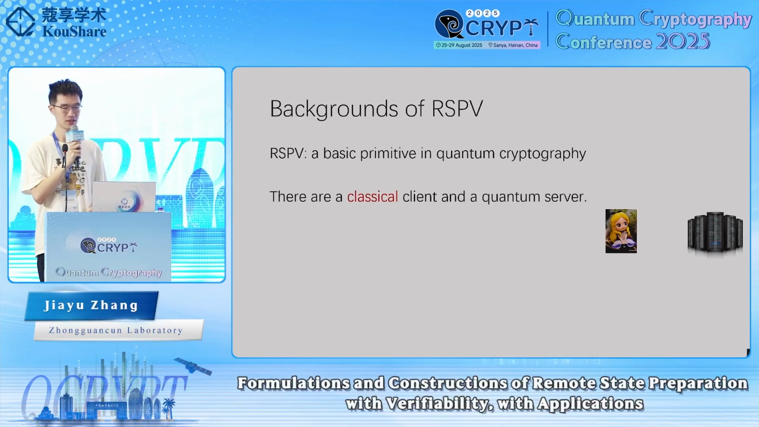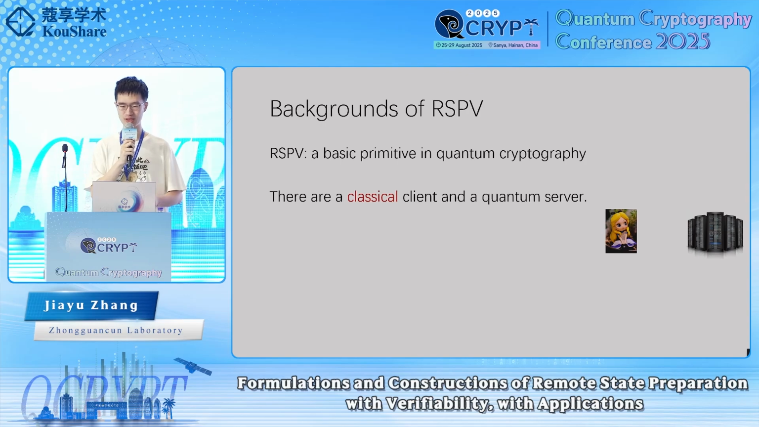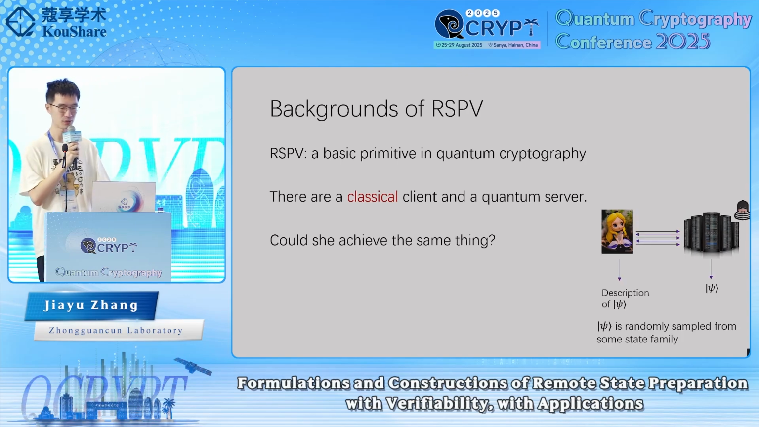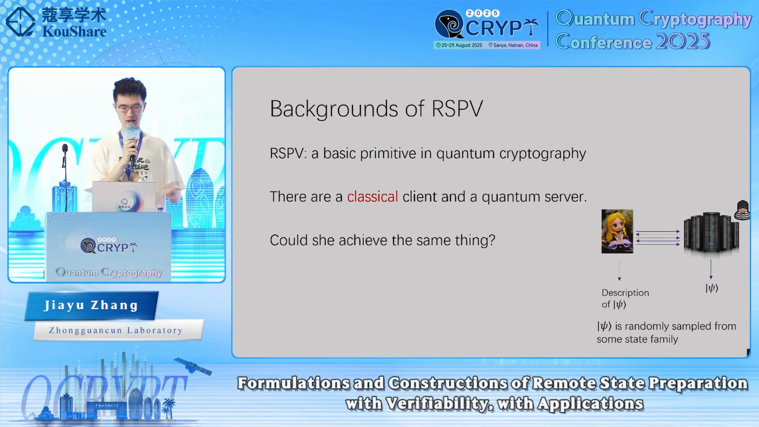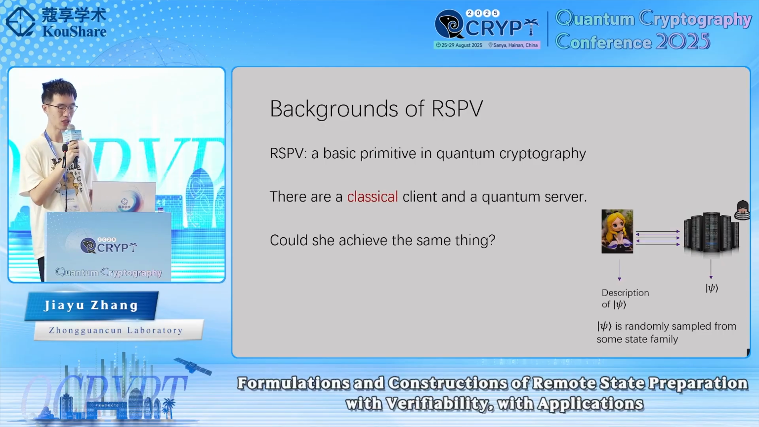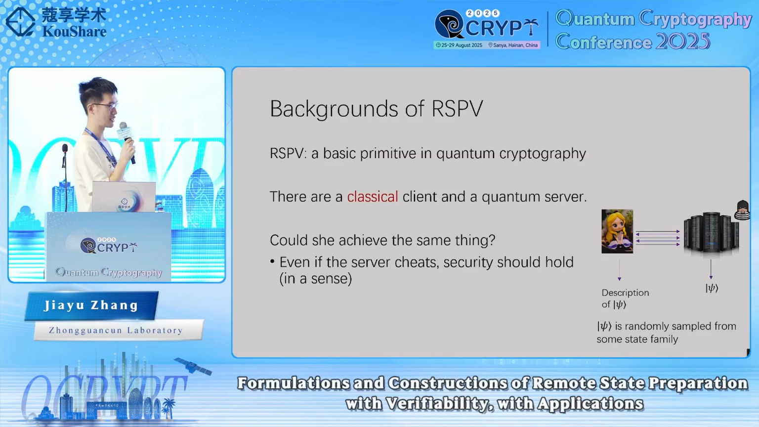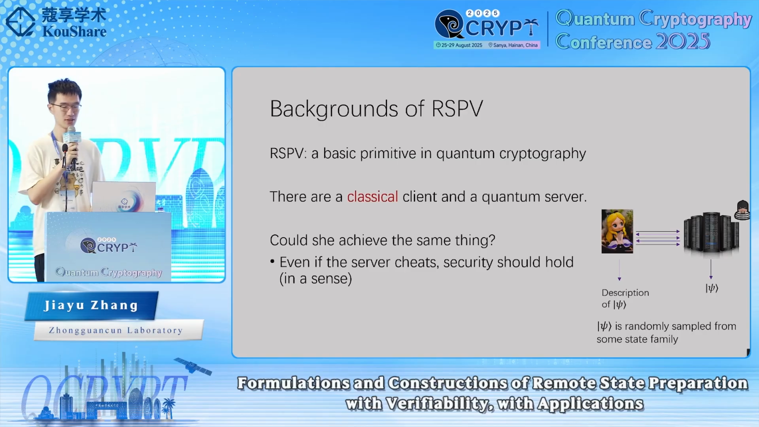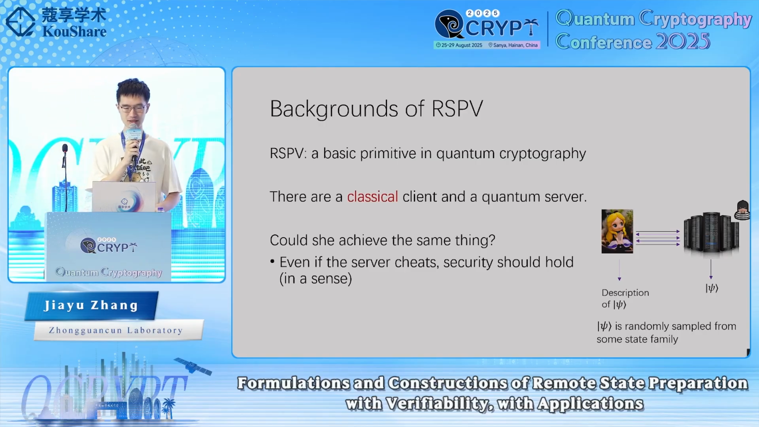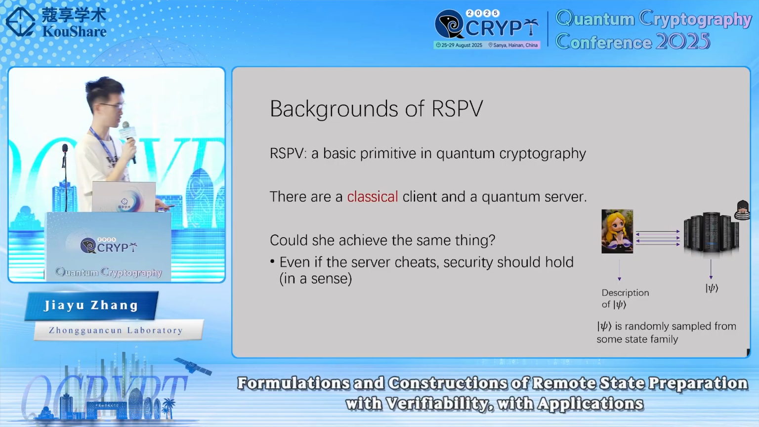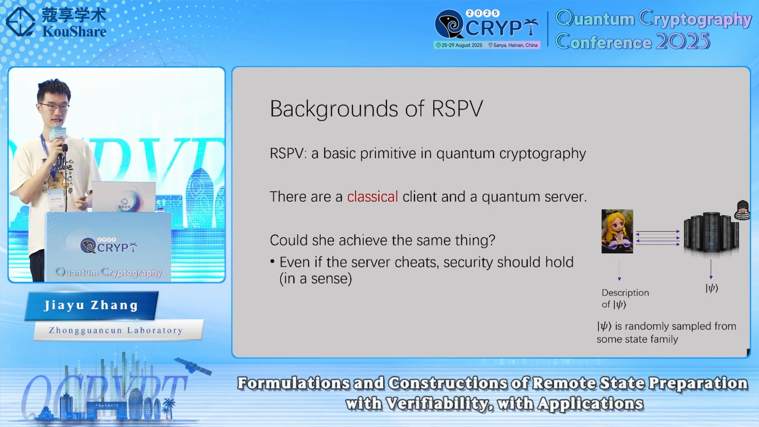But we could see the simple solution uses a quantum channel. So what if the client is completely classical? Could she achieve the same thing over a classical channel, so that the output is still the same, or indistinguishable in a sense, from the quantum channel output? So we would like to design a cryptographic protocol to achieve this task. We could use cryptographic assumptions. And the soundness should hold, which means even if the server cheats, either it is caught cheating or what it gets is no better than the ideal setting's output.